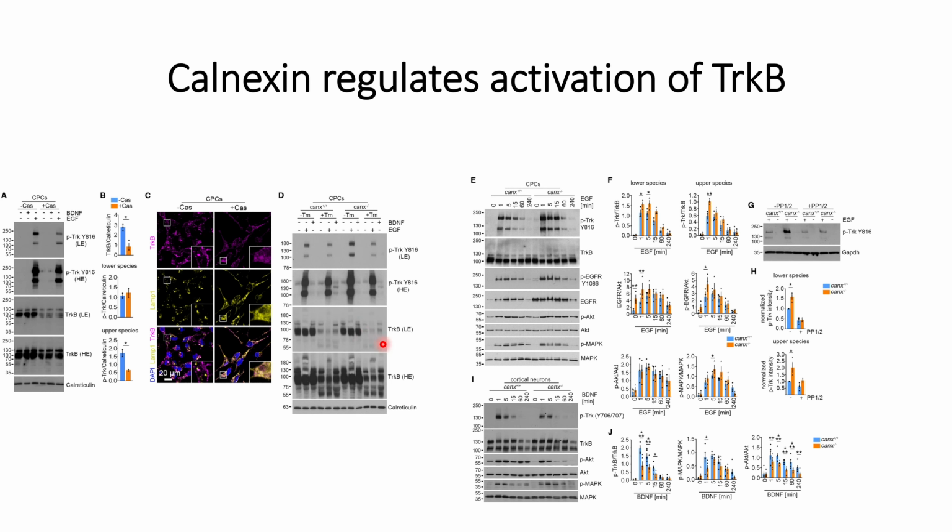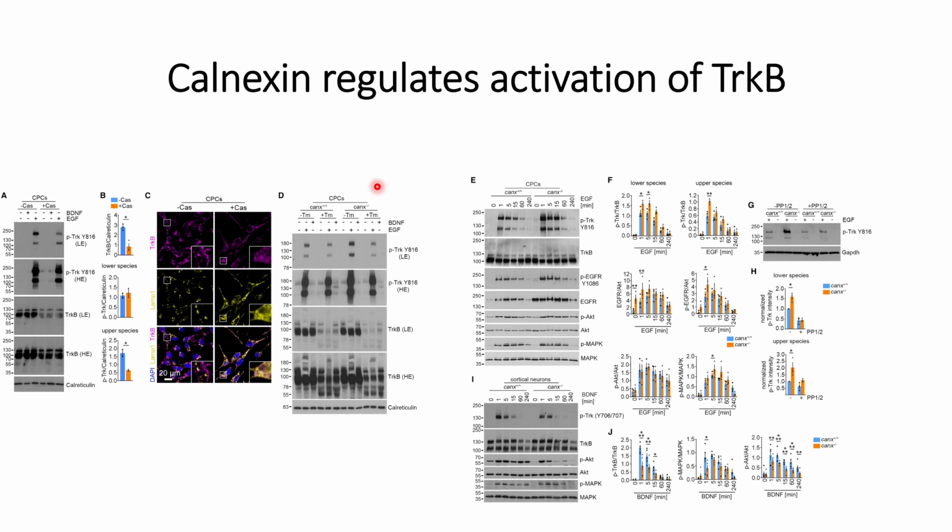So this could indicate that when Calnexin is not there, because of the overcrowding of this TrkB in the cells, some TrkBs become sensitive to some extent to this BDNF.